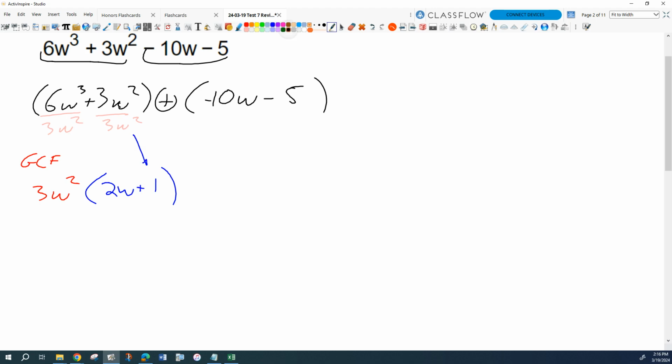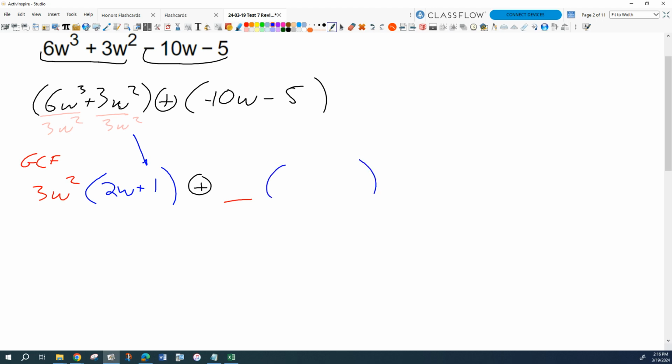Okay, so now, group 2. Again, we already kind of know what the look has to be here, right? The two groups have to look the same. I've got to end up with something out in front. There we go. Something out in front times a leftover.